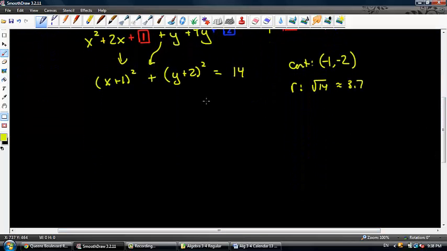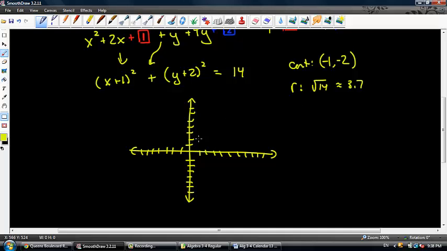Okay, let's go ahead and draw this out. Center's at negative 1, negative 2, so that's down here. 3.7, so 1, 2, 3, and a little bit more. And then back down 1, 2, 3, and a little bit more.